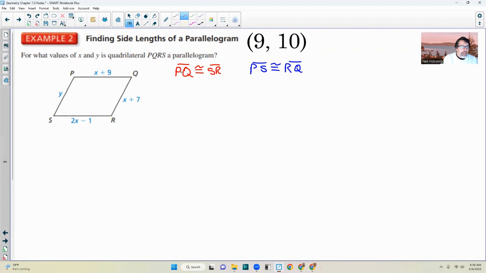So from that, if we want this to be a parallelogram, these opposite sides must be congruent. So that's what we're going to try to do. We want to make this side equal to this side. So PQ is x plus 9.